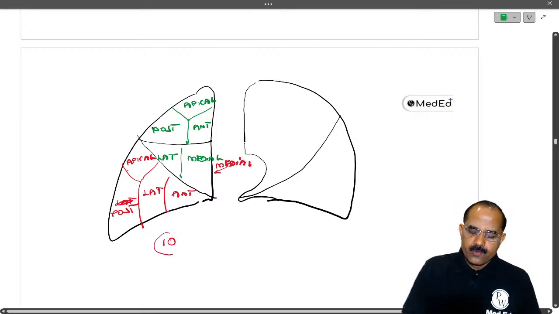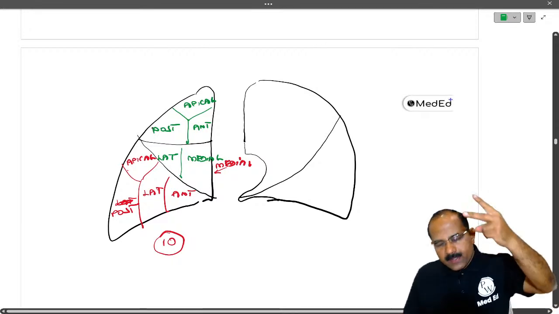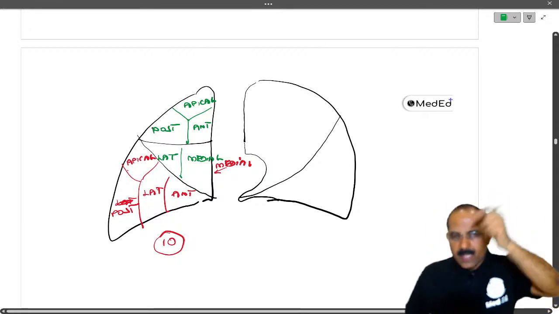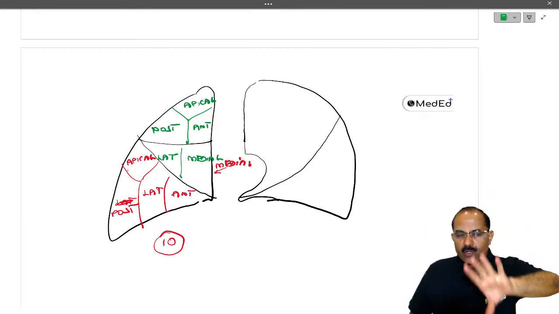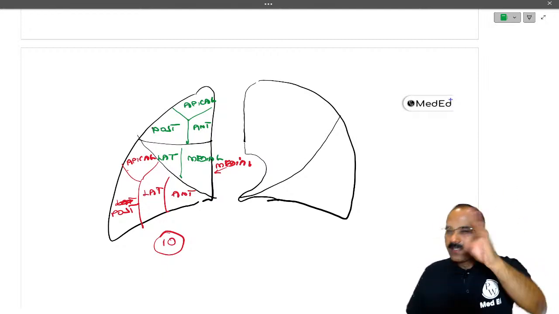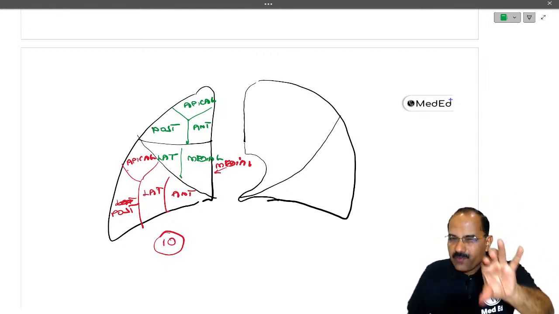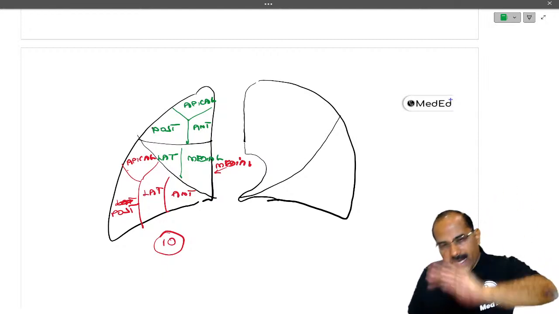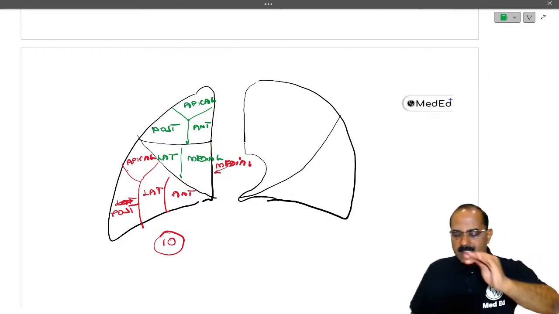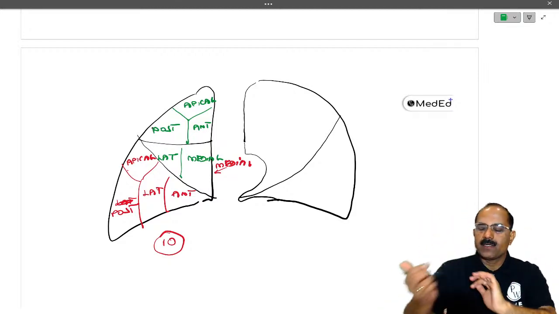10 for the right lung. Upper lobe के 3 bronchopulmonary segments, apical, anterior, posterior. Middle lobe के 2 bronchopulmonary segments, medial and lateral. The lower lobe has got 5 bronchopulmonary segments, apical, anterior basal, lateral basal, posterior basal, and medial basal. That's on the medial side.